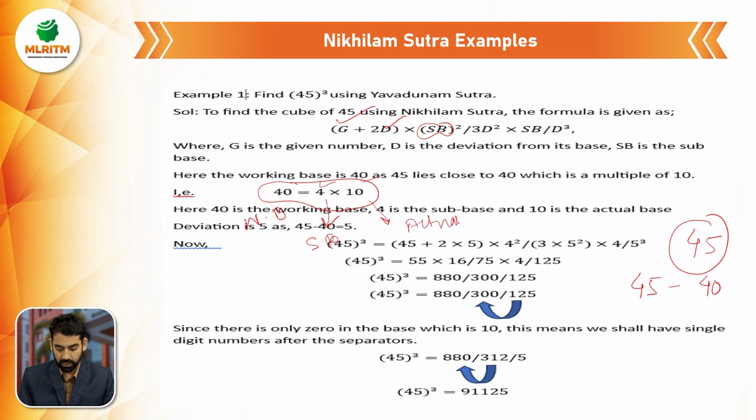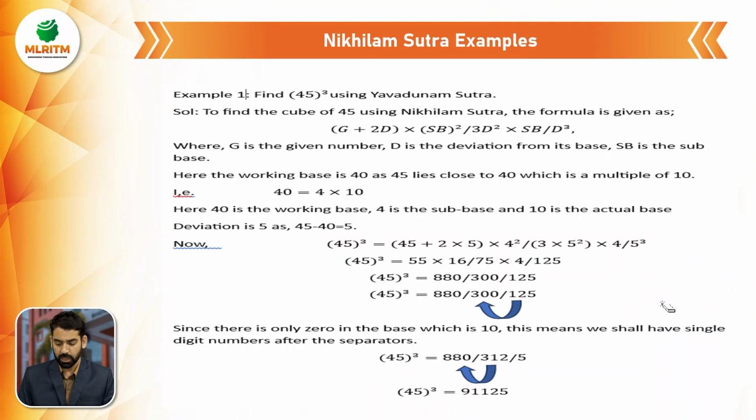So in questions like this, we have to take three things into consideration. When we have to find the cube of any number that lies close to a working base, we first calculate the working base, and it should be taken as a multiple of 10. In this case, the working base is 40. So 40 can be broken into 4 into 10, which means 4 is the sub base and 10 is the actual base.